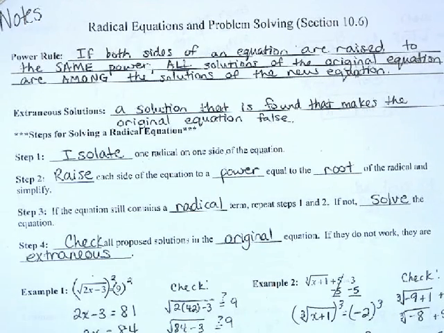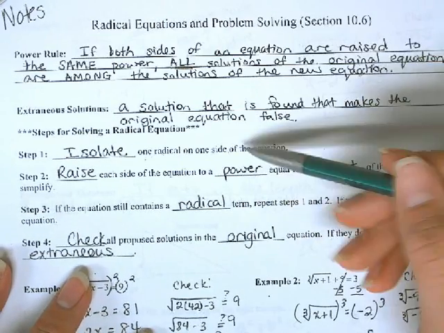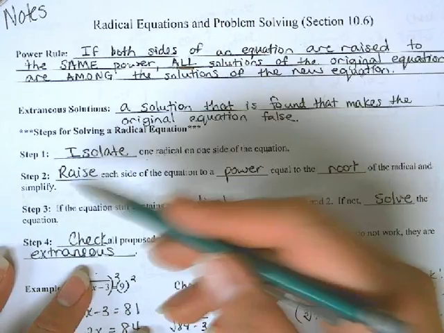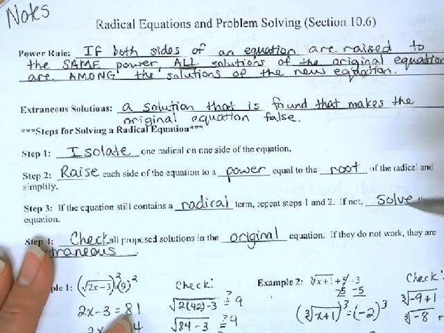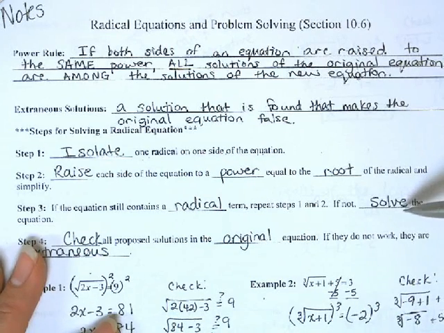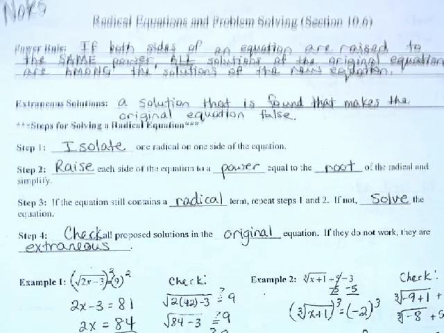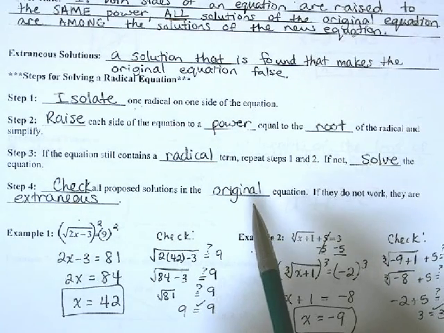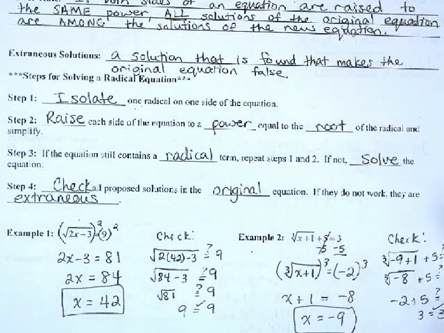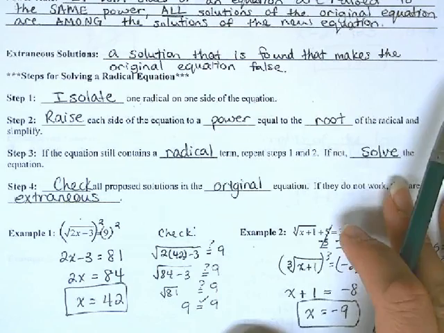So once I do that, if I still have a radical term, then I'm going to repeat those steps. So I'll isolate that radical that's there, raise it to that power that matches the root, and so on and so forth. Once I get past that, then I solve the equation. At this point, I should have no more radicals. I should just have some basic algebra that I need to solve for x. And step 4 says check all proposed solutions in the original equation. Now you have to go back to the original. You can't square both sides and use that. You have to go back into the original to see if it works. If it does not, then we would call it extraneous, and you would just write extraneous out to the side of it.